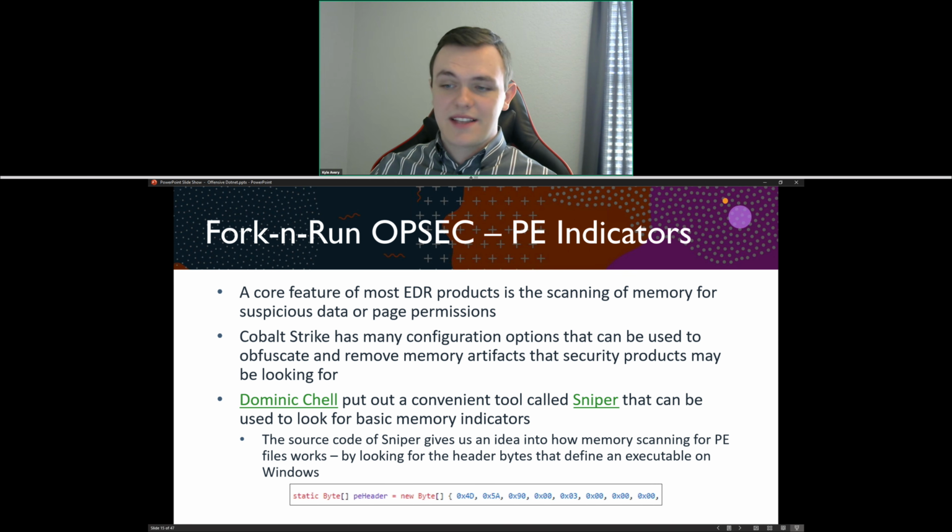But Sniper tells us how this tool and probably EDR is looking for PEs in memory, right? So basically what he's doing is he scans every page that is tagged, I believe, read execute or read write execute, and he looks for the exact bytes that match a PE header. And so this is very telling to us right now. We know that we should be changing that value.